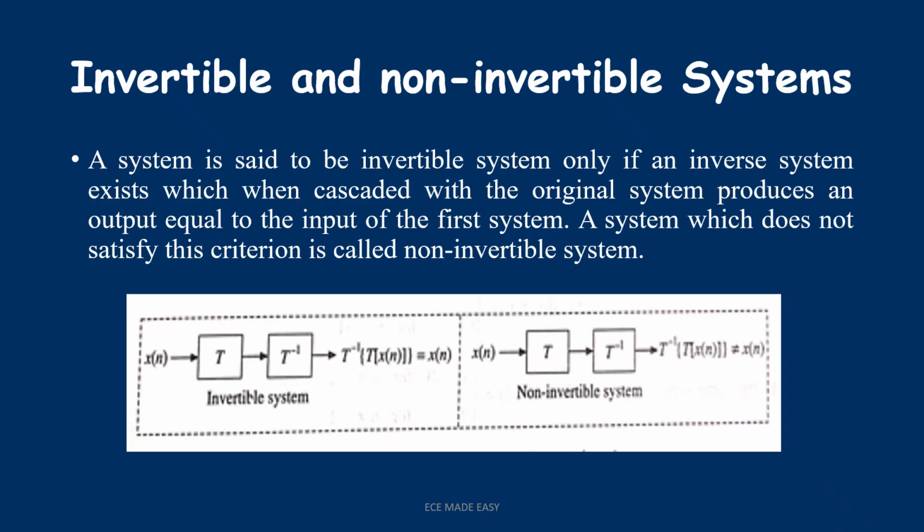Then coming to the invertible and non-invertible systems. A system is said to be invertible only if an inverse system exists which, when cascaded with the original system, produces an output equal to the input of the first system. And if it does not exist, we call it a non-invertible system. As shown in the figure, we have first a system with some transform T. Now there exists a system with a transform T inverse, which will do the reverse operation. And in the output, we are getting the same input x of n. If it happens, we call it an invertible system. Otherwise, we call it a non-invertible system.